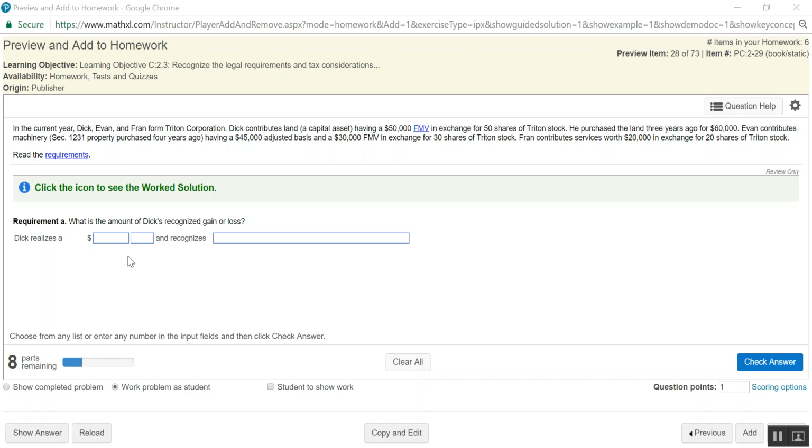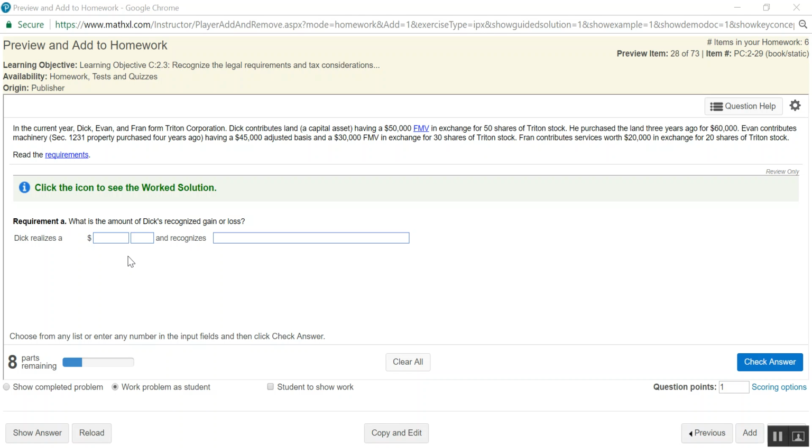Now, our facts say that in the current year, Dick, Evan, and Fran formed Triton Corporation. Dick contributed land having a fair market value of $50,000 and an adjusted basis of $60,000 in exchange for 50 shares of Triton stock. Evan contributed machinery having a fair market value of $30,000 and a basis of $45,000 in exchange for 30 shares of stock. And Fran contributed services worth $20,000 in exchange for 20 shares of stock. So all in all, 100 shares of stock were received by the three.